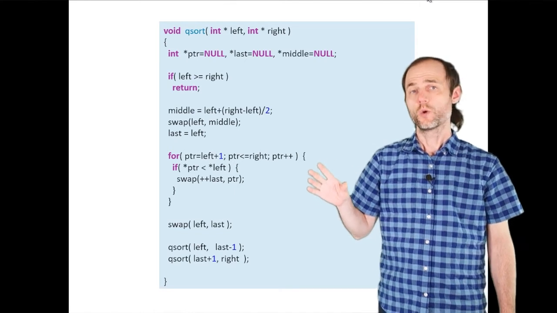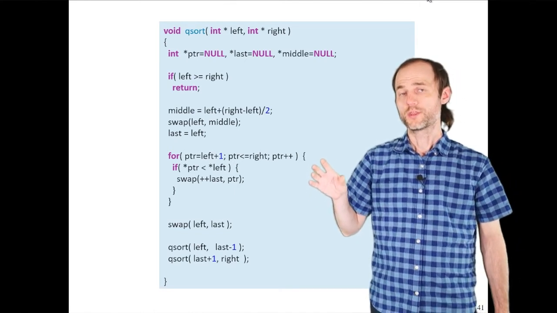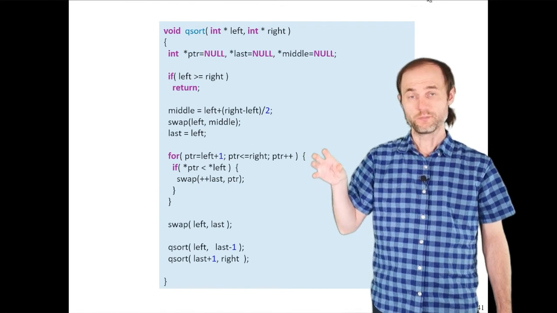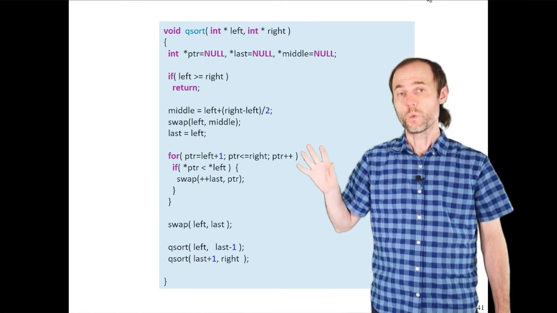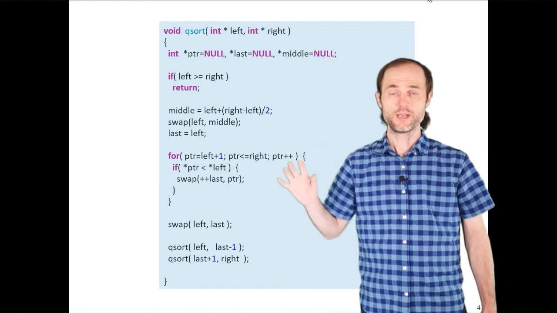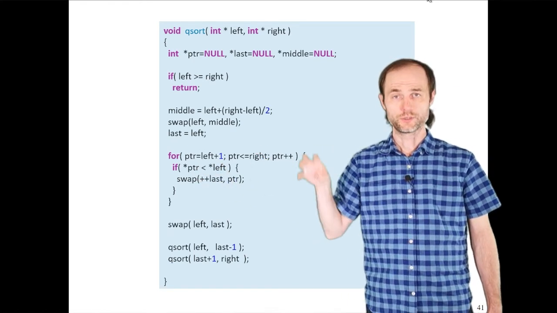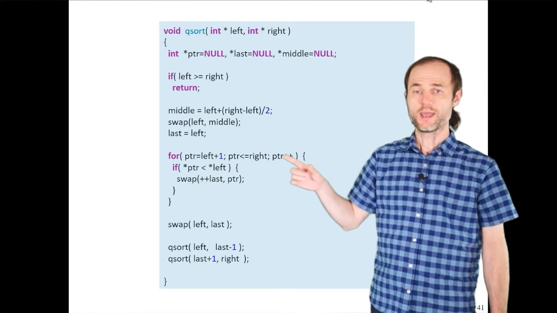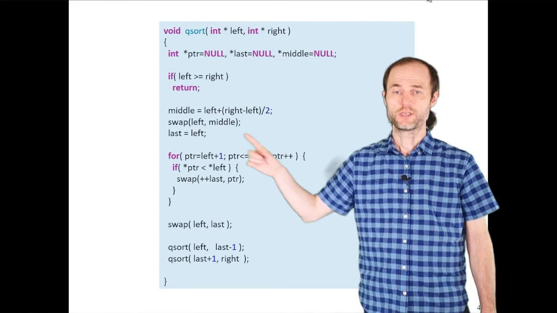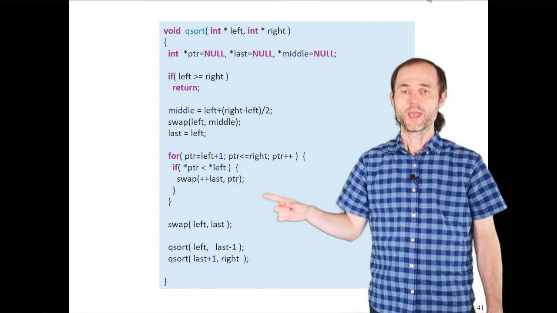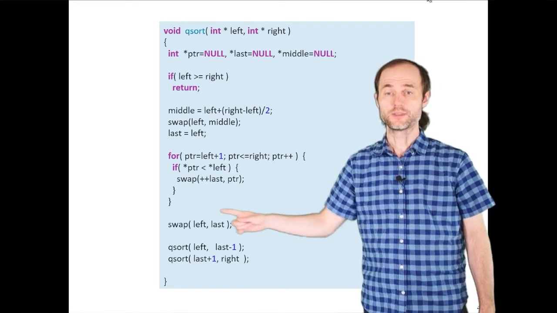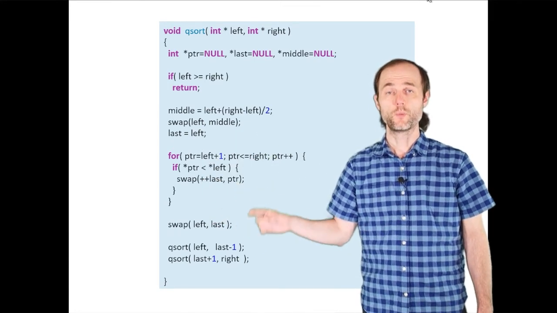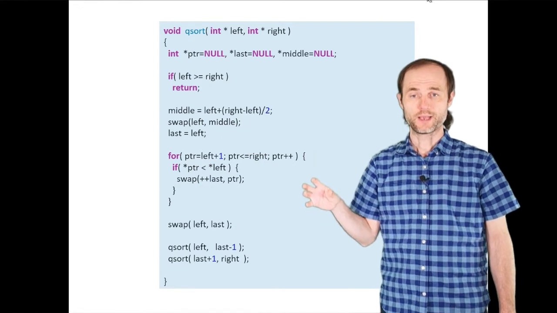So that way, we're going to end up with an array that is divided by this middle element, such that the left part of the array is all smaller than this middle element, and the right part of the array is greater than the middle element. This is accomplished by this algorithm here, and then this last swap is going to put that element back into its place.